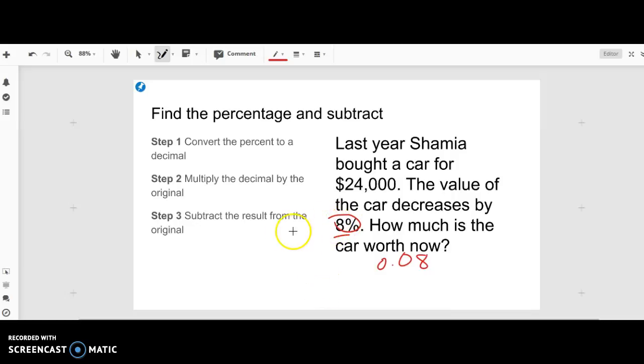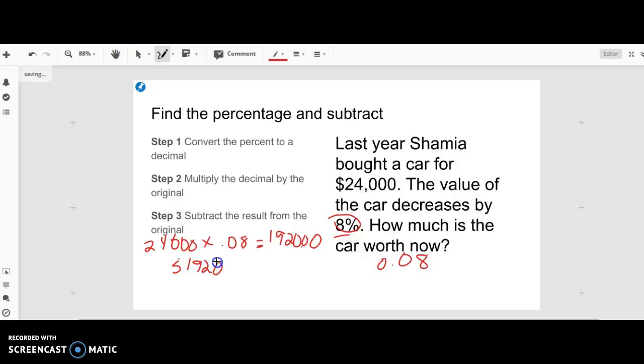All right, so what is 8% of 24,000? So I'm going to take 24,000 times 0.08 and put that in my fancy dancy calculator. When I put that in the calculator, I get 1,920,000. There's 2 decimal points, so $1,920.